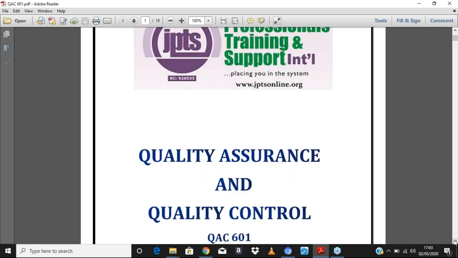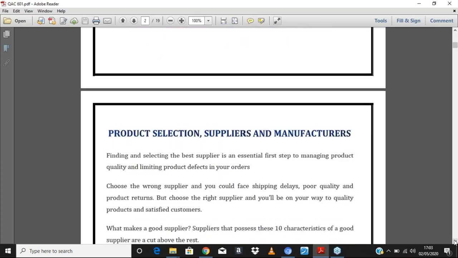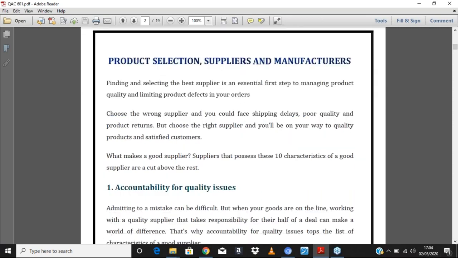So, quality assurance and quality control, QAC 601. We want to look at product selection, suppliers, and manufacturers. Having understood the concept of quality assurance and quality control, and of course good manufacturing practice, one of the key elements in managing quality is your materials. We said there are 6 causes of poor quality, all divided into what we call the 6 M's. The first is man, second is material, third is methodology, then we have management, machine, and lastly the mother nature.